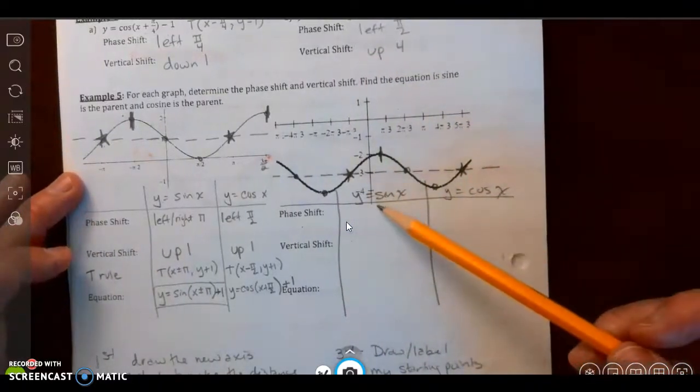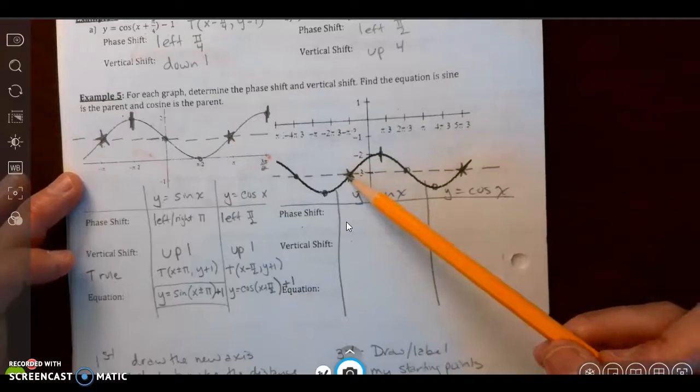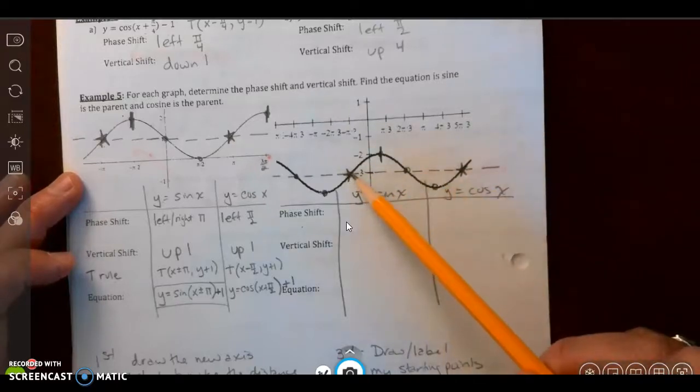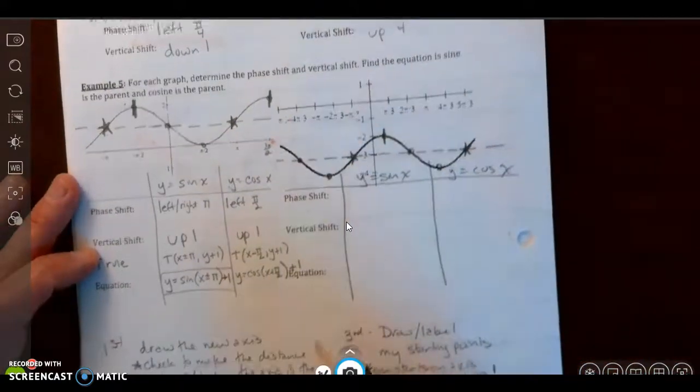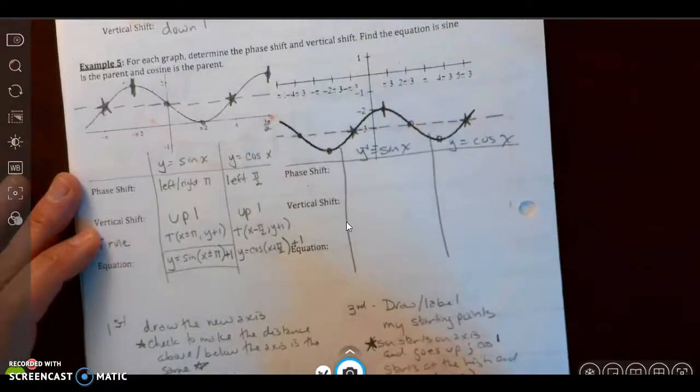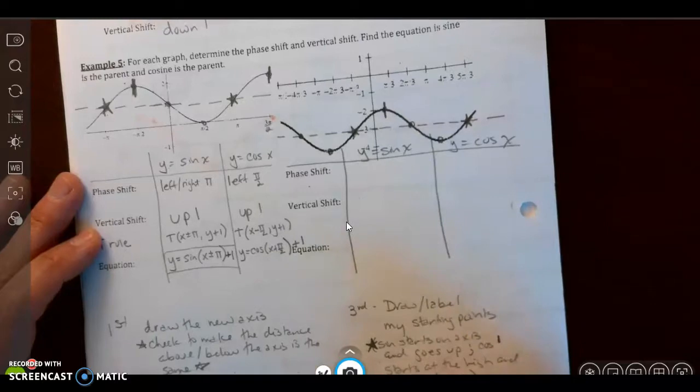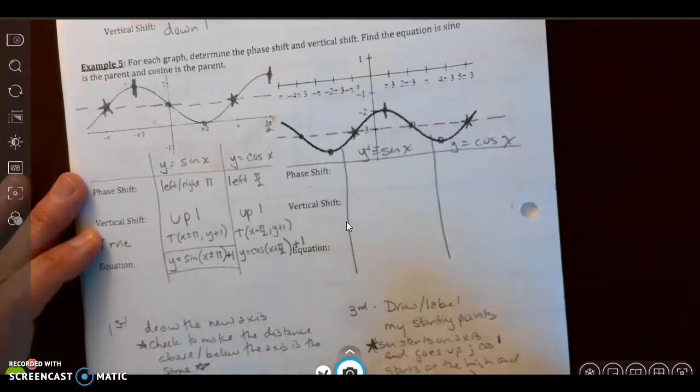So let's look at the phase shift for sine. That's the star. When I look at these two stars, this one's obviously closest to the original starting point. That's what I'm looking for. I'm looking for the starting point that's closest to the y-axis. Maybe we should write that down as a fourth step. Circle starting points that are closest to the y-axis.